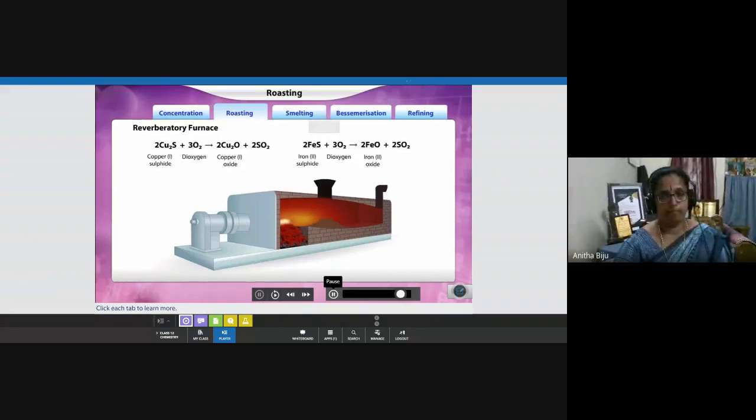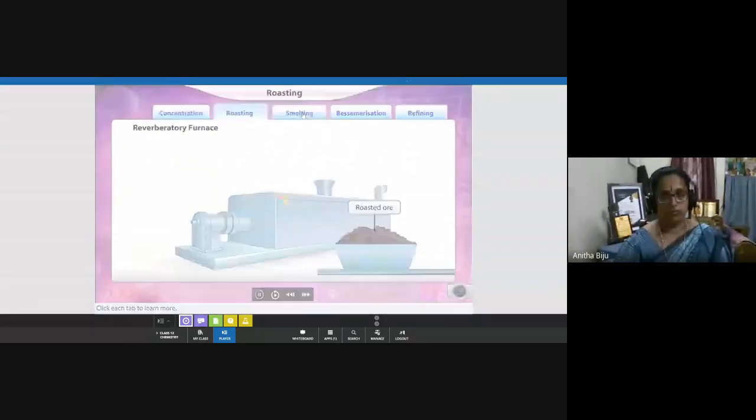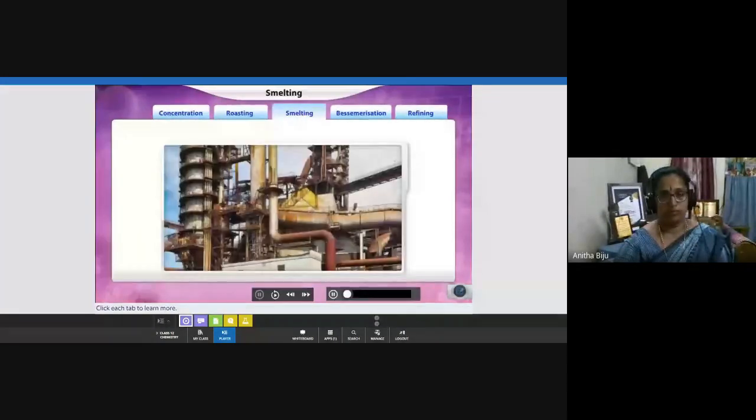Respectively. Other impurities such as arsenic and antimony form volatile oxides. The roasted ore is now ready for the next step, smelting. Smelting is carried out in a blast furnace.